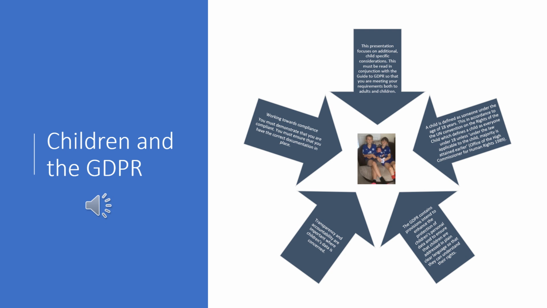This presentation focuses on additional child-specific considerations. This must be read in conjunction with the guide to GDPR so that you are meeting your requirements both to adults and children. You need to consider the level of protections you are giving that data. Transparency and accountability are important where children's data is concerned. The GDPR contains provisions intended to enhance the protection of children's personal data and to ensure that children are addressed in plain, clear language so that they can understand their rights.